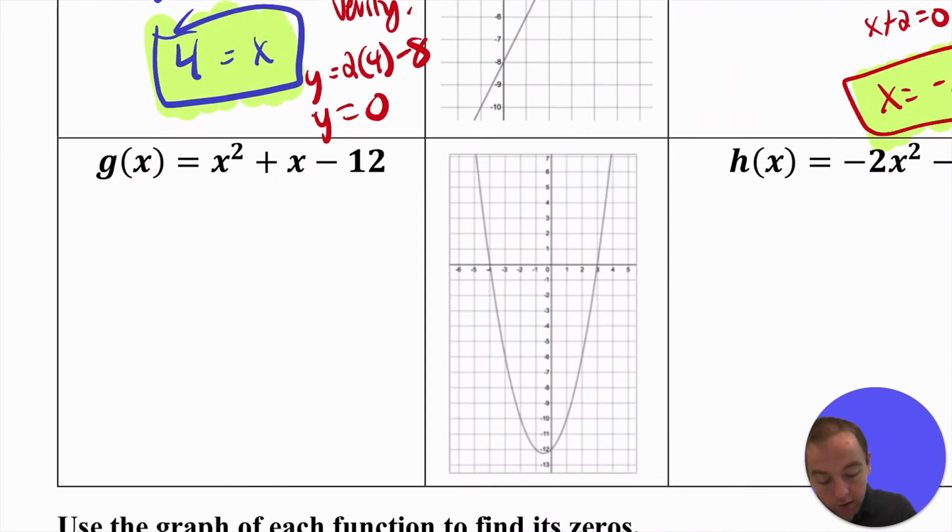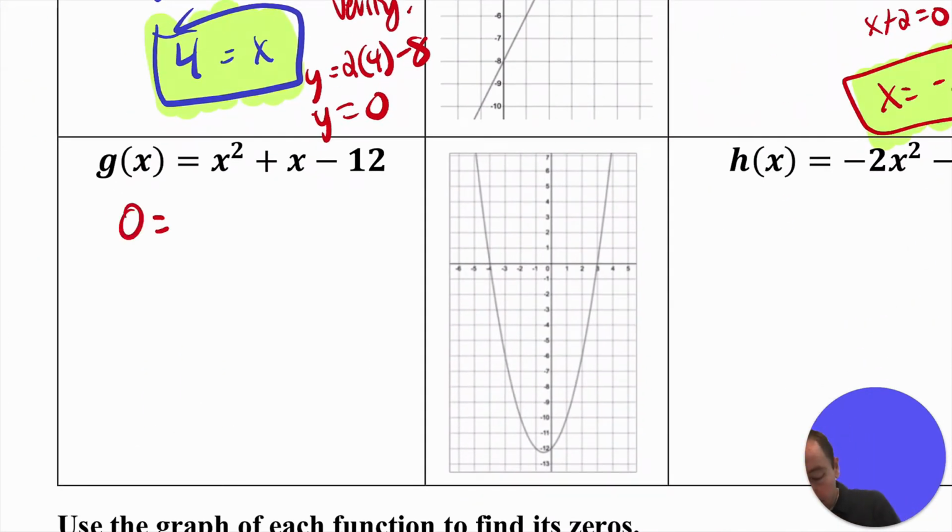So g and h are also just quadratic functions. Really, it's just a matter of factoring. If we factor this right-hand side, once we've plugged in a 0 for y, it factors to get negative 12 but add to 1, I think you need a plus 4 and then a minus 3.